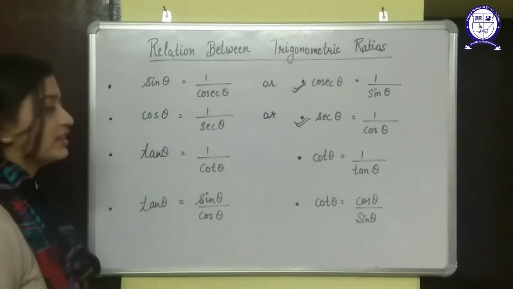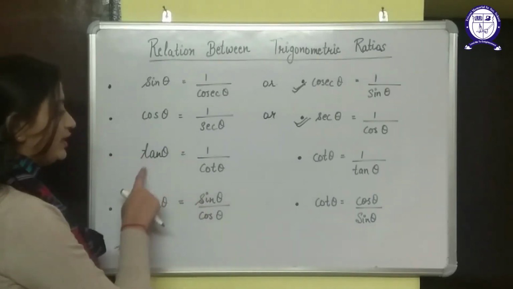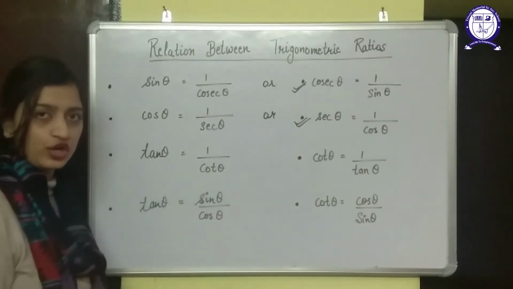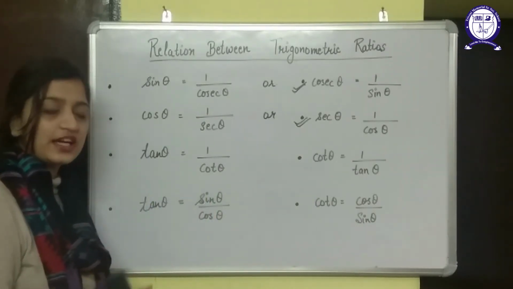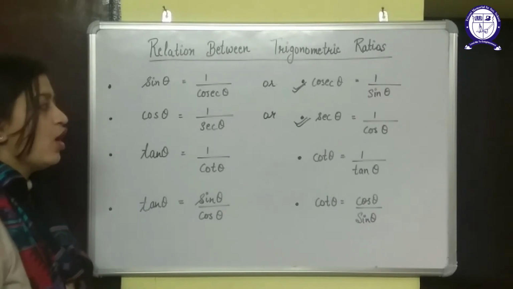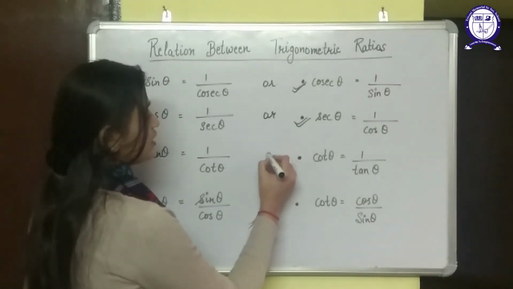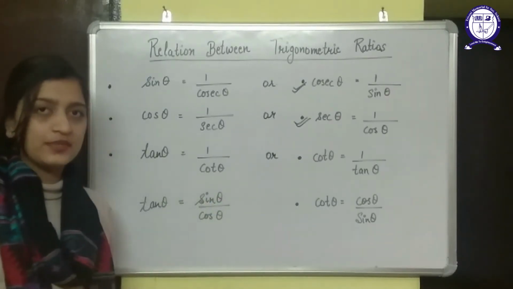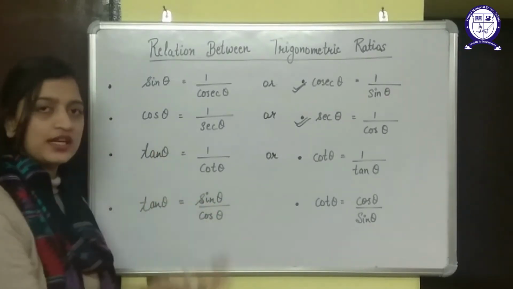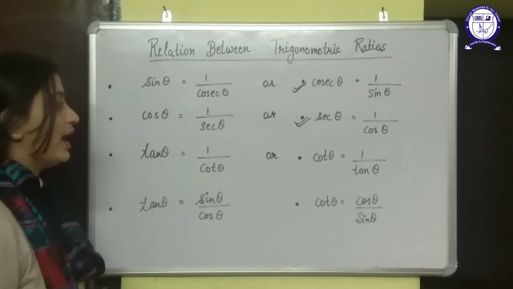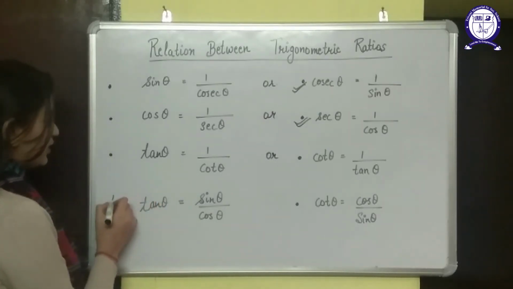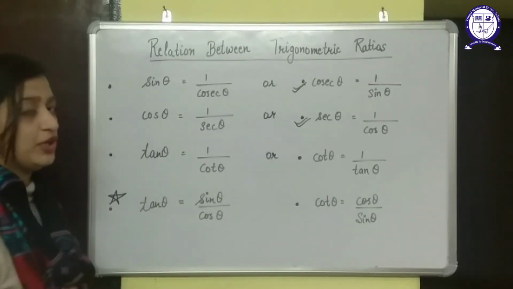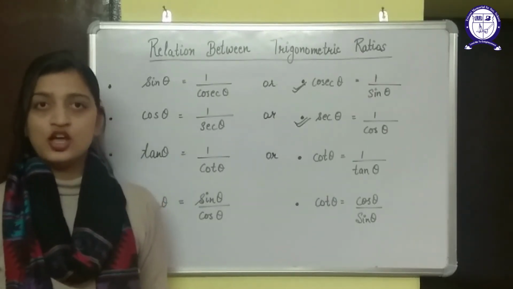Now similarly, the third relation is between tangent and cotangent. That is, one ratio is the reciprocal of the other. That is, tan theta equals 1 upon cot theta, or you can say cot theta equals 1 upon tan theta. Both relations mean the same thing, that one ratio is the reciprocal of the other. Now the fourth one is the most important relation, because this relation will be used very frequently in the questions.